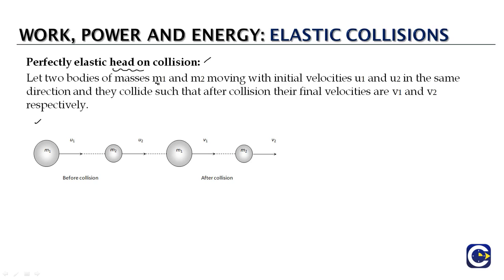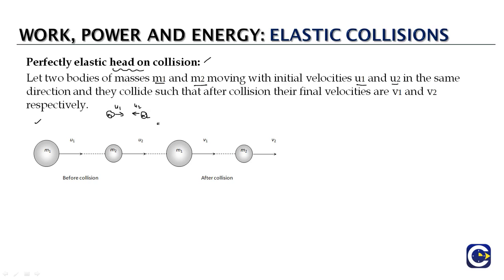Let us say we have two bodies of masses m1 and m2 which are moving with initial velocities u1 and u2 in the same direction. Now it is possible that the two bodies m1 and m2 might still have a head-on collision by moving in exactly opposite directions.